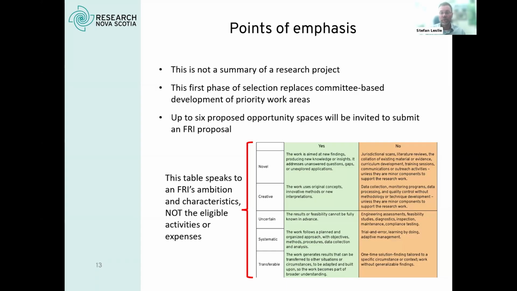It's not a list of eligible expenses. So, for instance, within the creative row, it says in the no column, data collection or monitoring program. That does not mean that an FRI in due course cannot engage in collecting data or any of the other aspects. It's just that this program is not about developing a monitoring program, no matter how worthwhile that may be. So it is not, as I said, a set of eligible expenses. It is the description of the ambition of what the FRI will be intended to do.